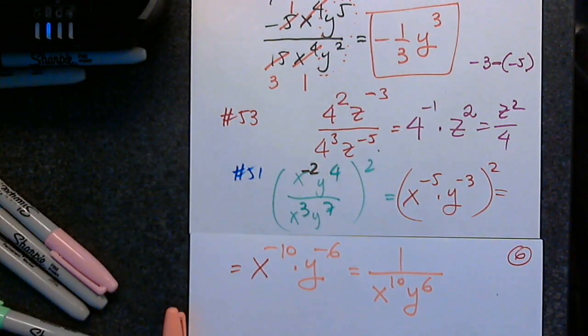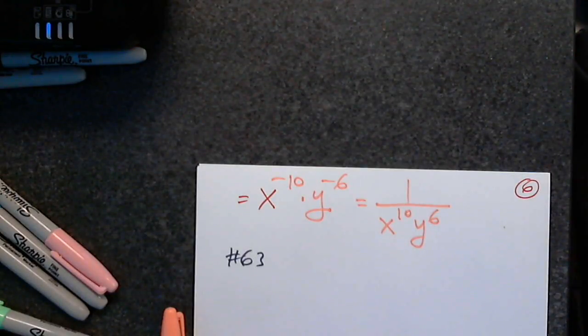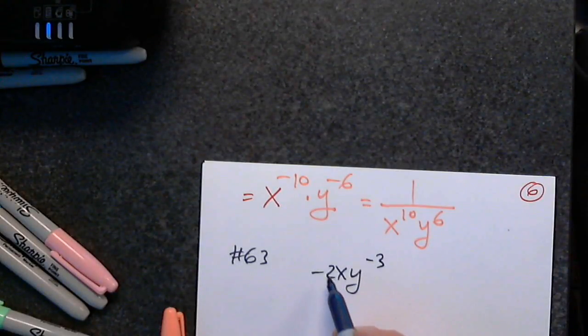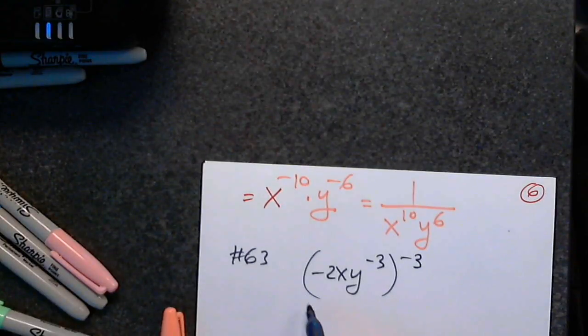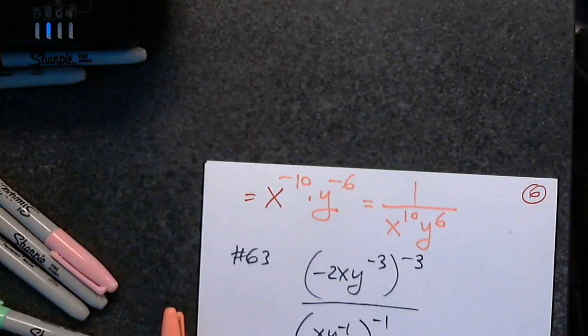Okay, let's look at 63. Any questions? Please stop me. So the negative also applies: if it's in the numerator, it goes to the denominator. If it's in the denominator, it goes to the numerator with a positive exponent. 63: negative 2, x, y to negative 3, everything to negative 3. How many negative 3's are there? Okay, x, y to negative 1, everything to negative 1.